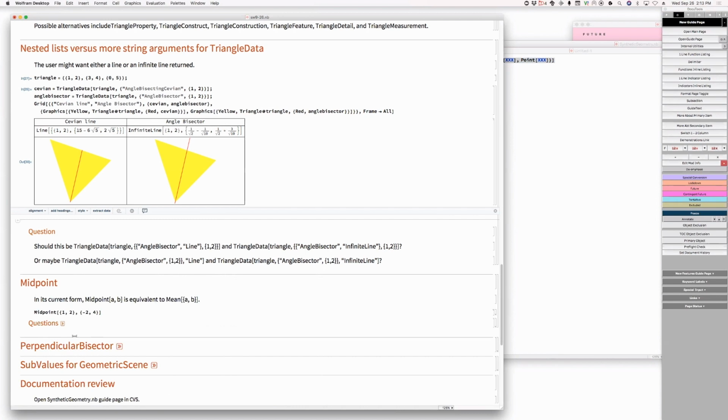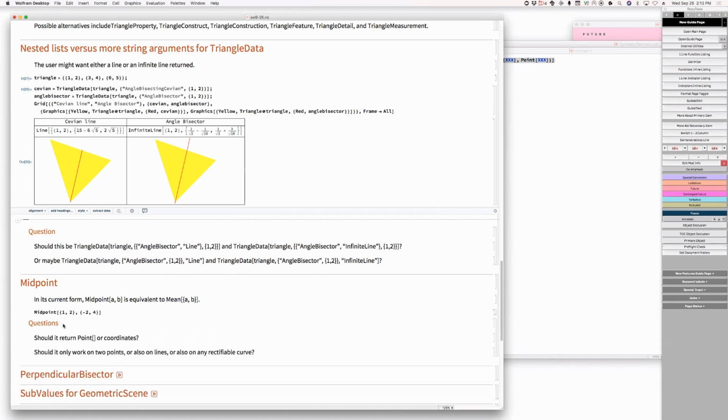So midpoint is a new construct. The question is, should it return points or coordinates? I think it should do what all these other things do. If you feed it points, it returns a point. If you feed it coordinates, it returns coordinates. Whatever the first one is. Whatever A is, probably. Yeah, if you really want to deal with the case of the two being different.